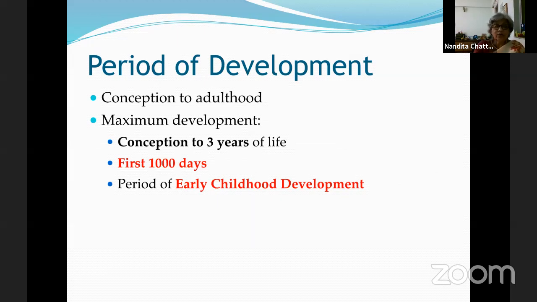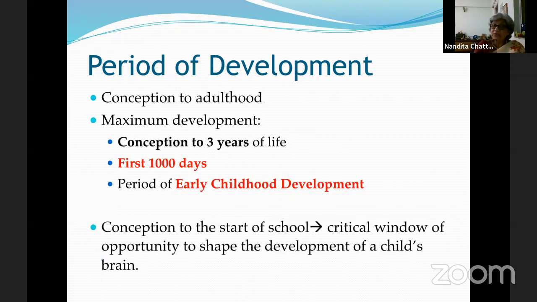I have kept these words in red because all across the globe, a lot of work is now going on, focusing on these first 1,000 days and early childhood development. Why? Because again, from conception to start of school, this is a critical window of opportunity where we can provide stimulation, where we can help the child develop, which will be with the child all along his life. So his final development will depend on what is happening during these early days.